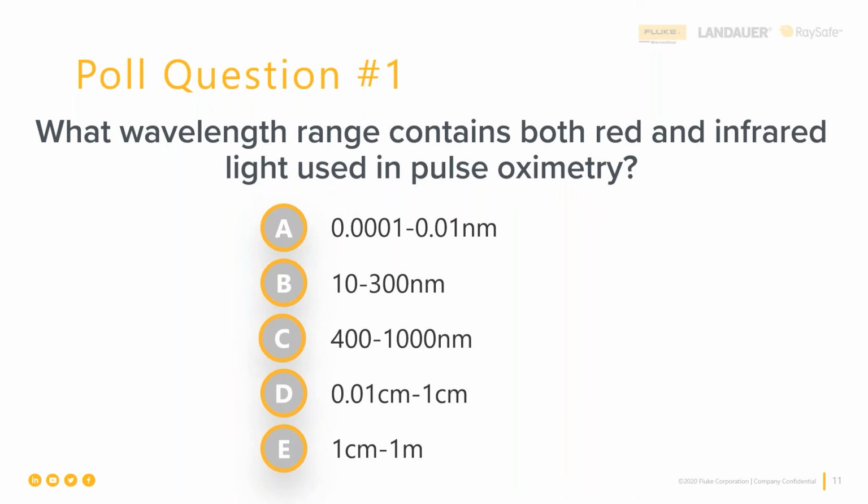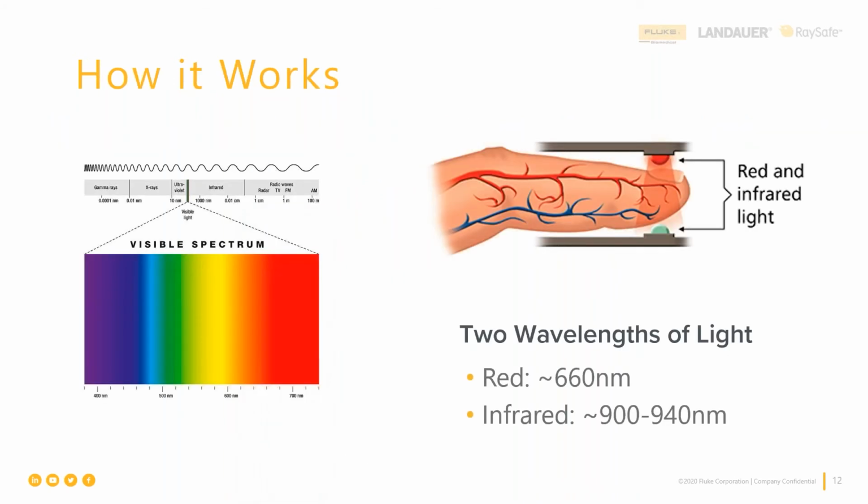Okay, so we have closed the poll, and we had 10% of the answerers said the first answer there, A. 27% said B. 56% and the overwhelming majority said C. We had 4% with D and 3% with E. Awesome. Well, I'll let you guys know that the overwhelming majority was right. So if you look in the bottom right there, red has a wavelength of 660 nanometers, and infrared is between 900 and 940. So great job to everyone who guessed that.